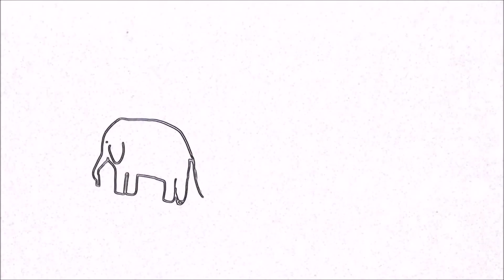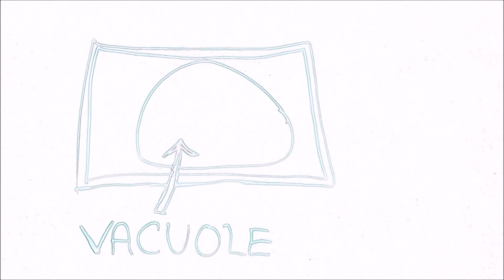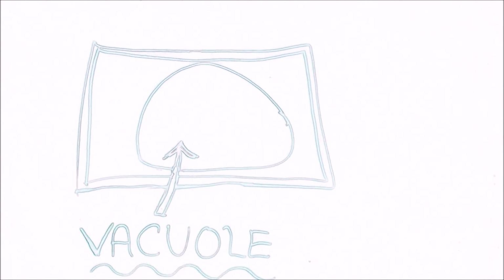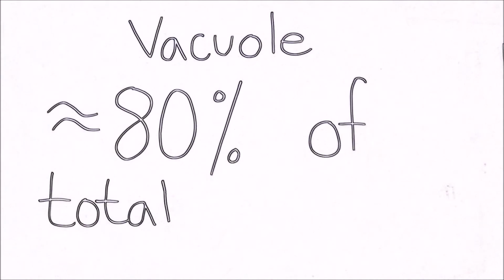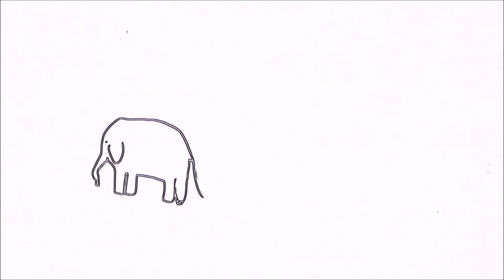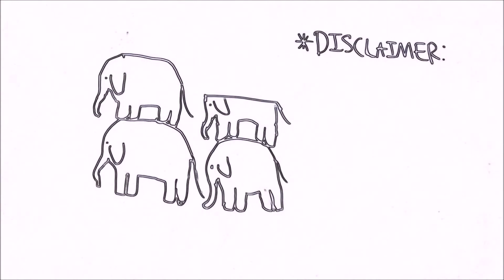Let's talk about the elephant in the room, the vacuole. In a plant cell, the vacuole deals with waste disposal, storage, and growth. The vacuole takes up 80% of the cell. In a dorm room, we could fit about 3.8 elephants in that space.